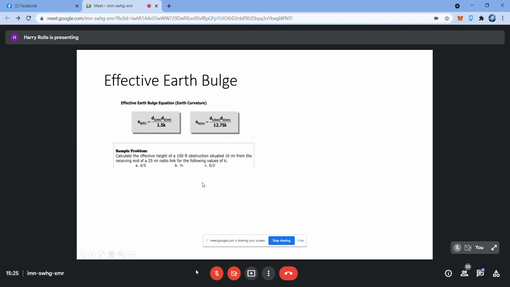So, the thing is this. You have here your transmitter, and then another here is your receiver. So, what is the total distance that we have? Anyone?